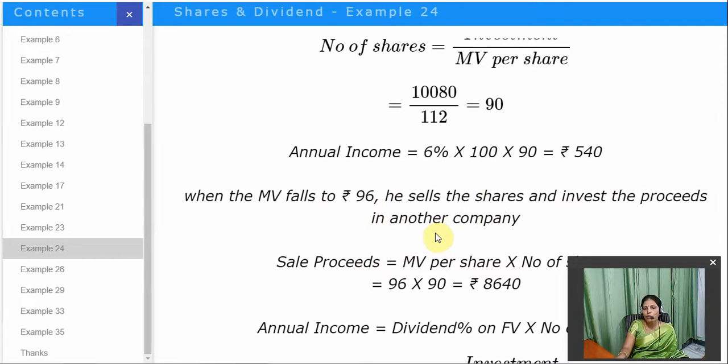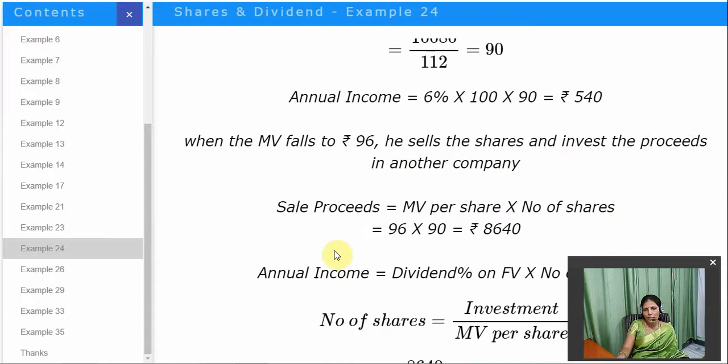So first we need to find the sale proceed. Sale proceed is the market value per share into number of shares. He is selling all his 90 shares, right? For those 90 shares, what is the value per share? 96. The market value goes down by the time he is selling all his 90 shares. So 96 into 90, that is 8,640. This is his sale proceed. After selling 90 shares, the amount he has in his hand now is 8,640.